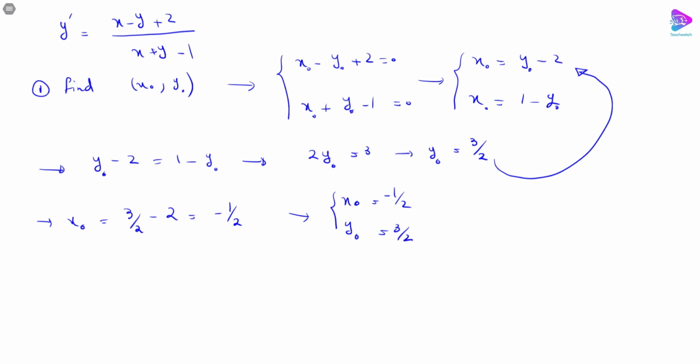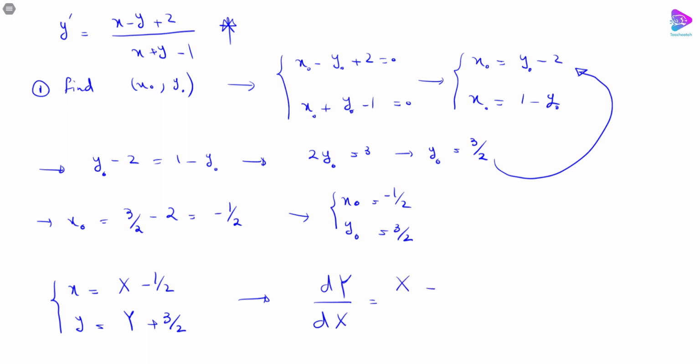So in order to solve it, what are we going to do? We're going to say x is equal to x capital minus 1 over 2 and y is equal to y capital plus 3 over 2. And if we plug this back into our main equation right here, we're going to have dy capital over dx capital equal to (x minus y) over (x plus y).